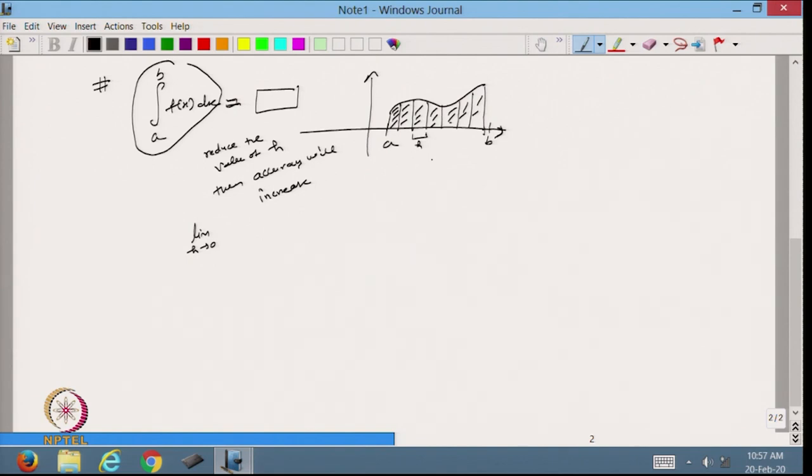But in the computer this is not possible. So, I will take a very small value of h, but I can never choose h equal to 0. So, whatever form it takes, this is also an example of a truncation error, because in this case also we are truncating the infinite number of steps to a finite number of steps. So, this is another form of truncation error.